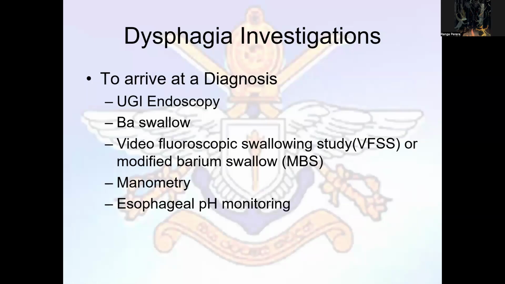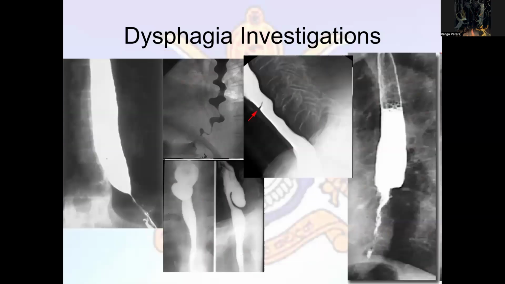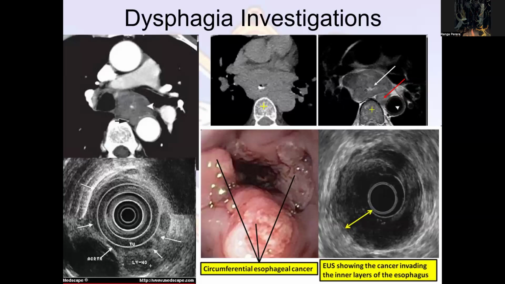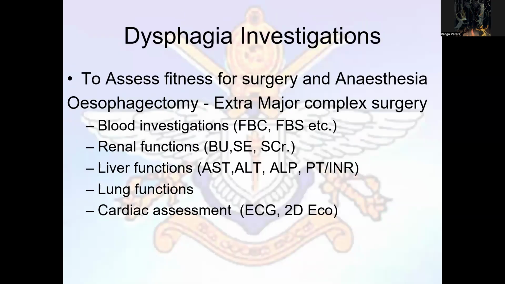So the investigations are listed. To arrive at a diagnosis, various investigations like video fluoroscopy are all there. Just pictures and various barium study pictures. Usual other investigations, right?